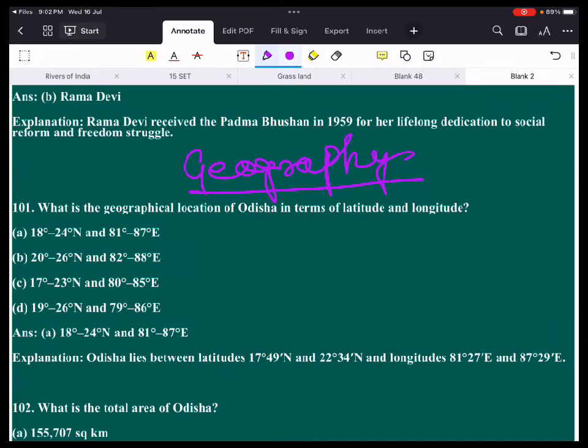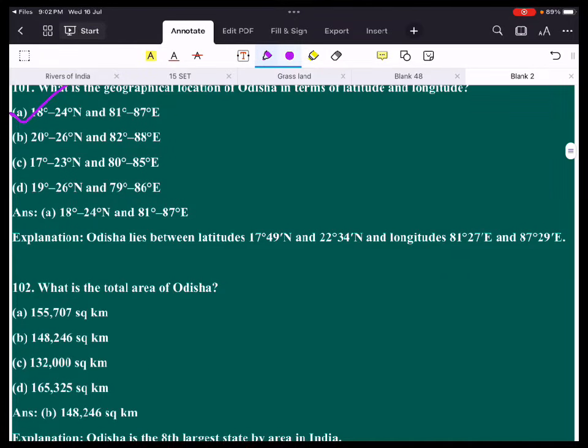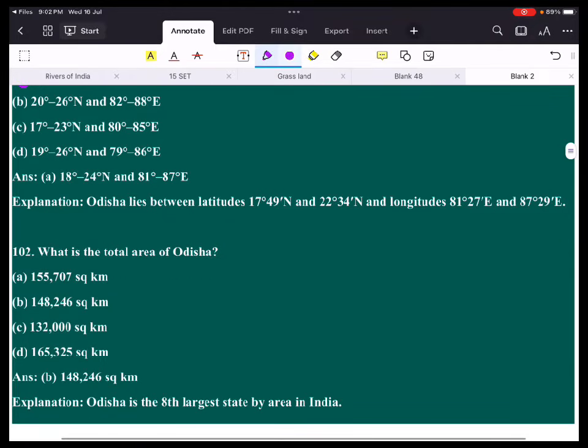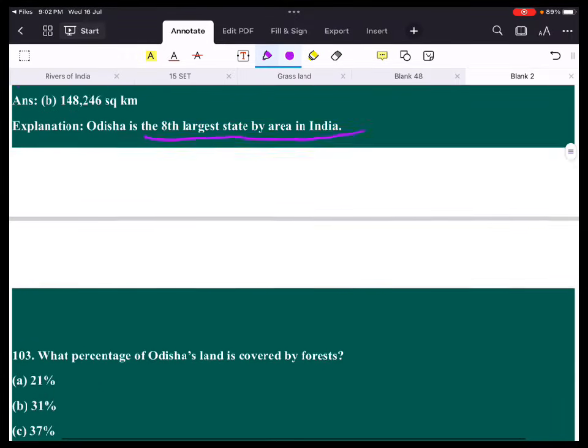What is the geographical location of Odisha in terms of latitude and longitude? That is option A, 18 degrees north to 24 degrees north and 81 degrees east to 87 degrees east. Option A is the correct answer. What is the total area of Odisha? That is 1,48,246 square kilometers. Option B. Odisha is the 8th largest state by area in India.